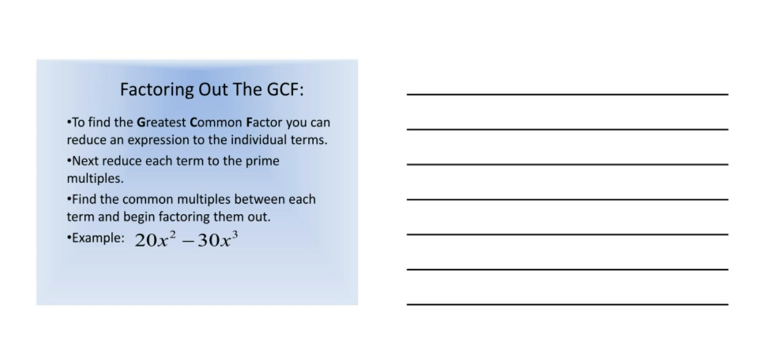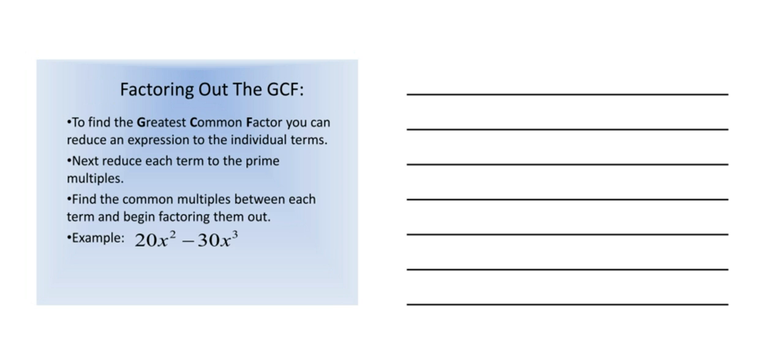Factoring out the greatest common factor, or the GCF. To find the greatest common factor, or GCF, you can reduce an expression to individual terms. Next, reduce each term to prime multiples. Find common multiples between each term and begin factoring them out.